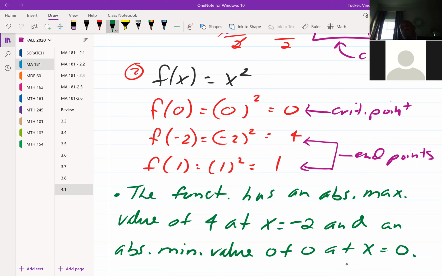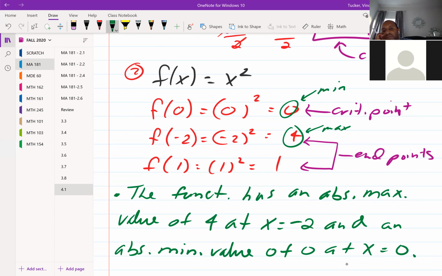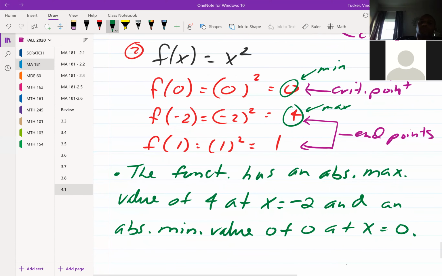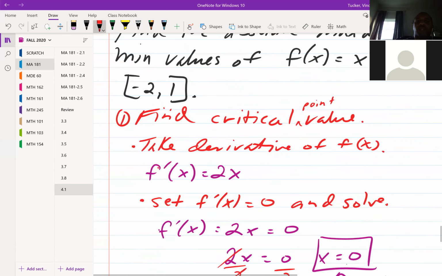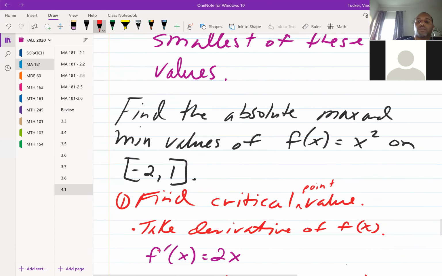All right. So what we can conclude from that is that the function has an absolute maximum value of 4 at x equal to -2, and then an absolute minimum value of 0 at x equal to 0. And that was your third step: take the largest and smallest values, right?